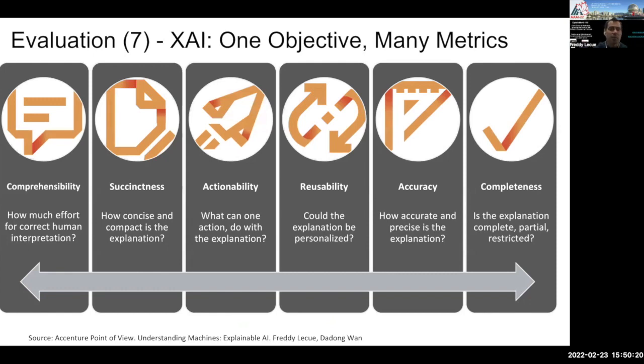And then explanation, you have one objective, which is to explain and clarify a decision made by the system, but there are many metrics. You can think about the size, the succinctness, which I mentioned earlier, and now much more the user-based, but also what can you do with it? So that's the actionability, the reusability. Can you reuse the explanation maybe as feedback for the user, and maybe for the model to improve? Can you measure the accuracy of the explanation?